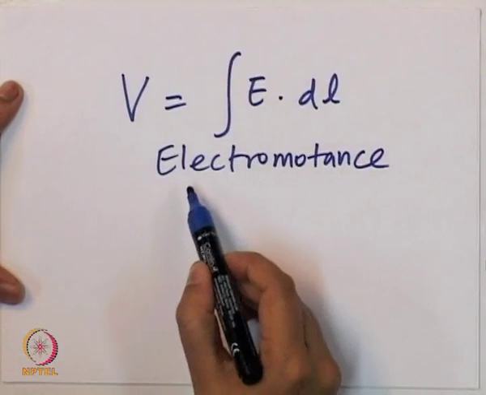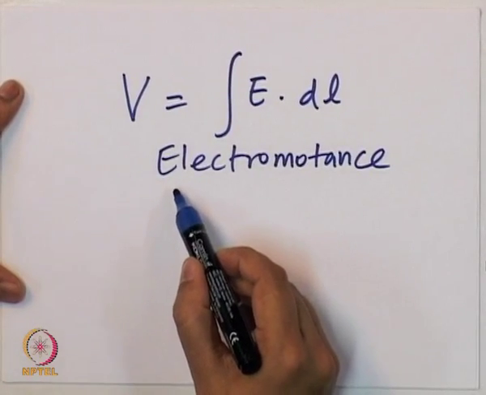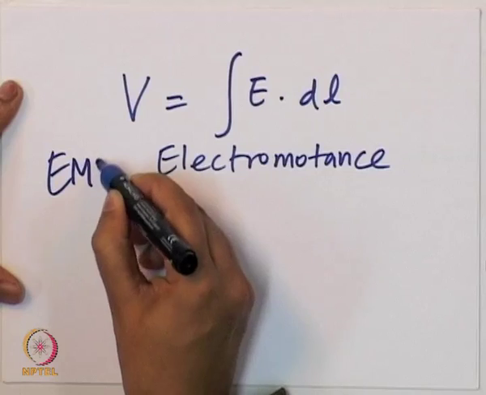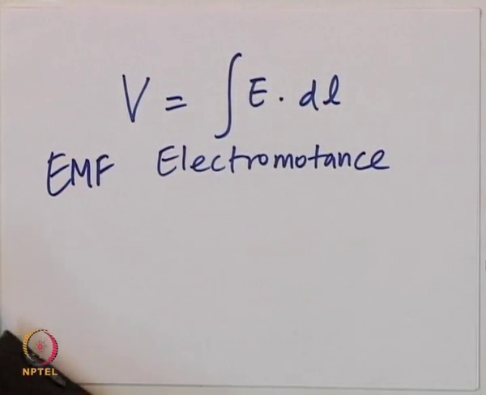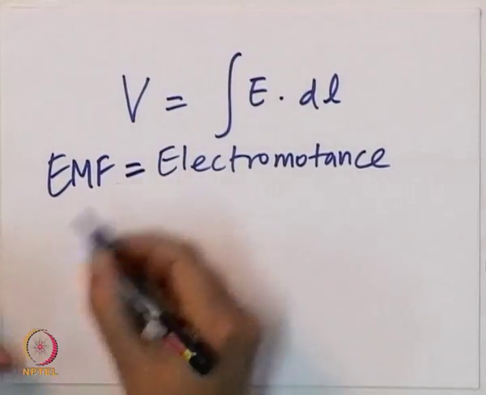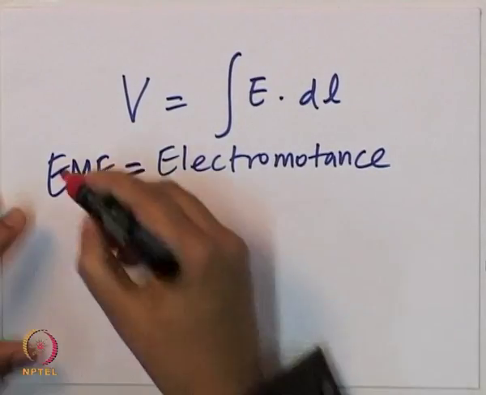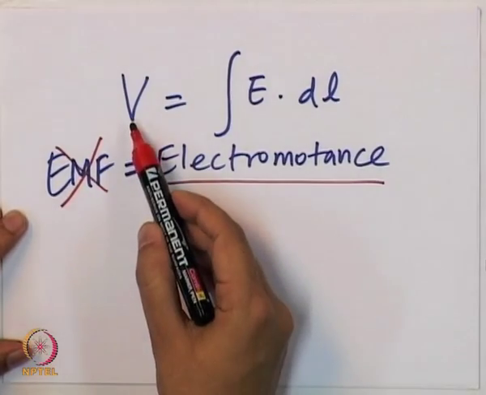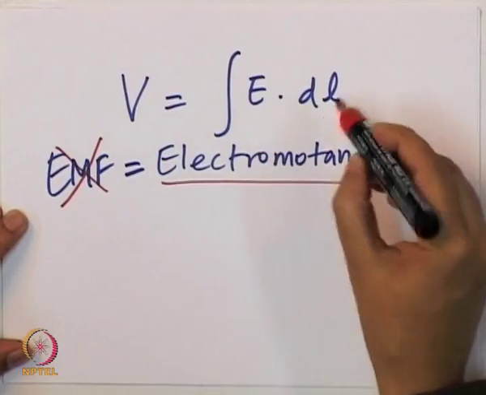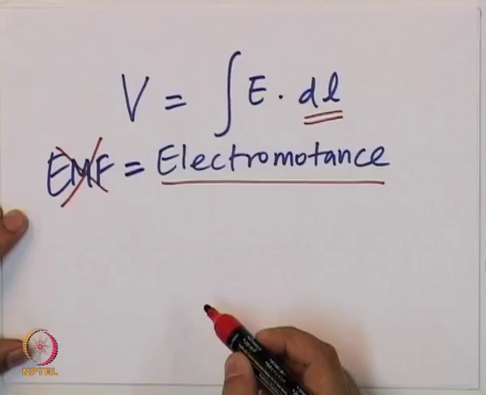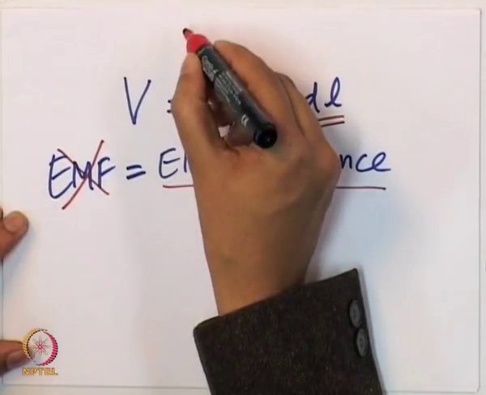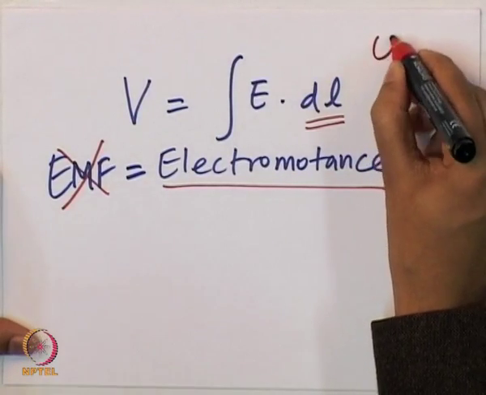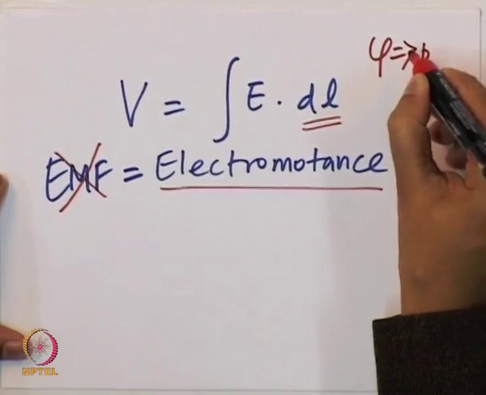This is a term that is well known but not used, because we are used to using the word EMF. So this is actually the same, but we will not be using the word EMF, and we will be using the word electromotance. So electromotance is associated with the line, like the case where we had potential, which is associated with points.